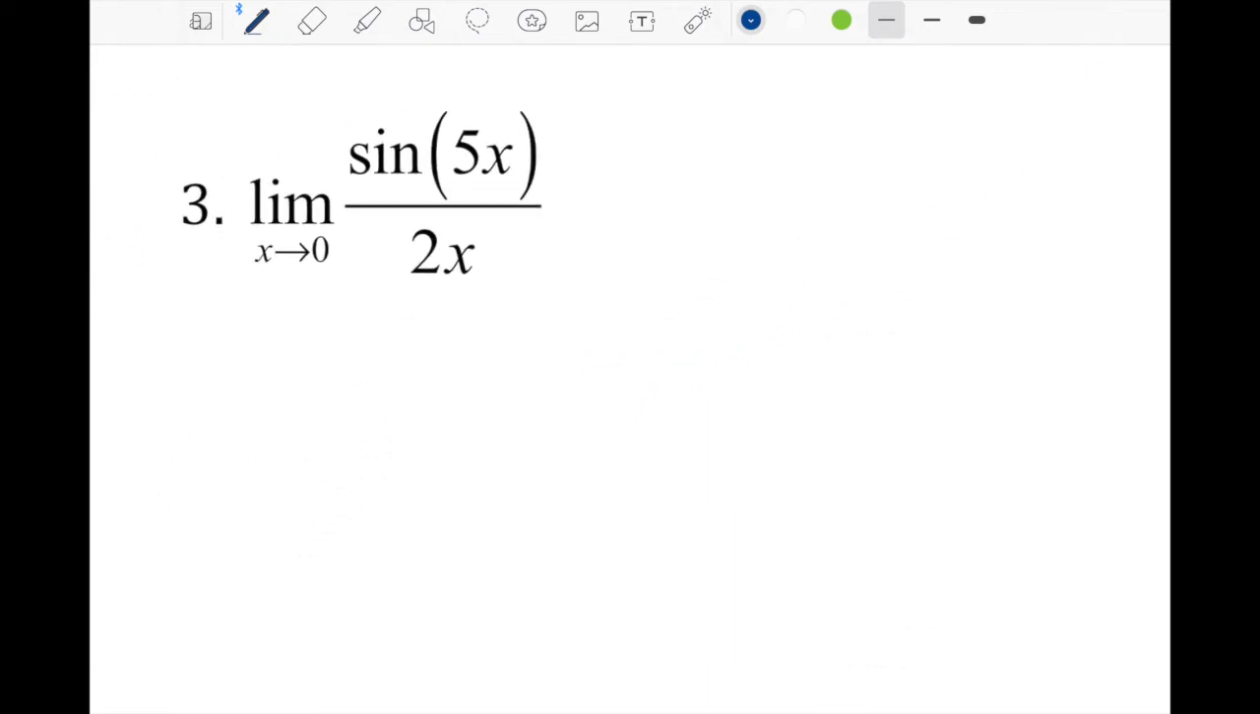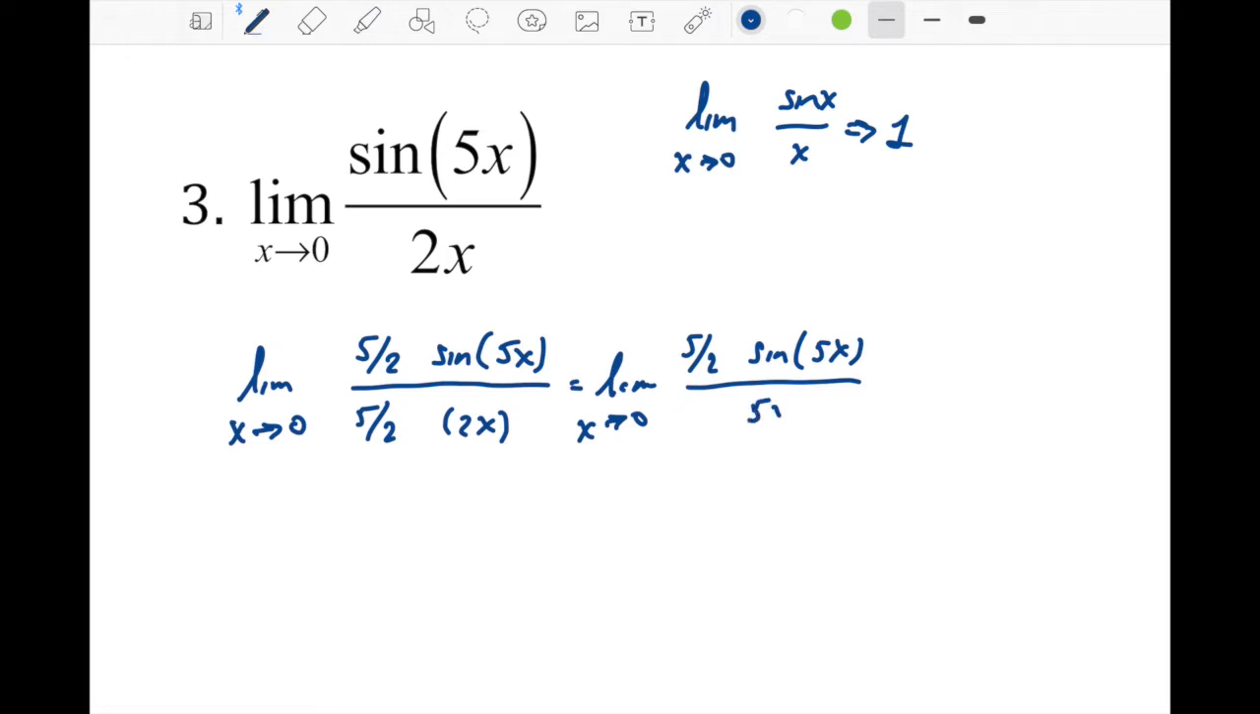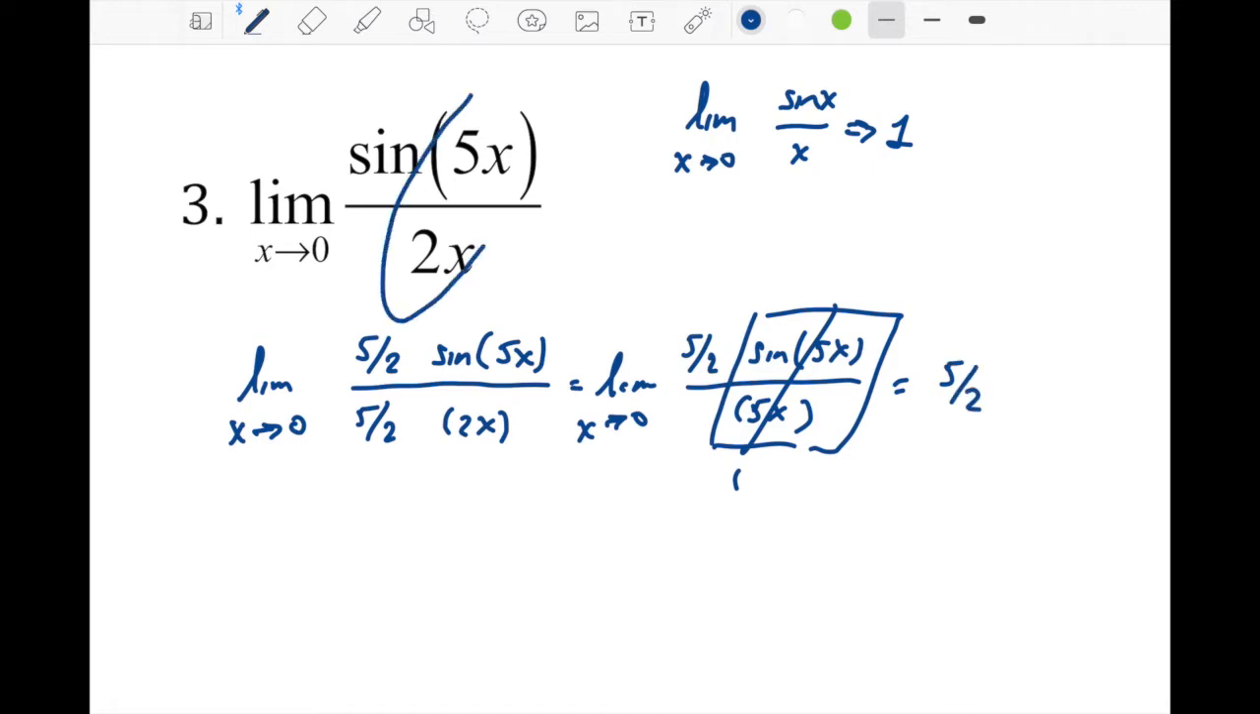We saw something similar to this where we know that the limit as x approaches 0 of sine of x over x is going to be 1. This is very close to that. What I could do is a little bit of manipulation. Turn this into limit as x approaches 0. I'm going to multiply top and bottom by 5 halves. That'll become apparent in a moment. I'm going to multiply by 5 halves for 2x. That's going to turn this into limit as x approaches 0 of 5 halves sine of 5x over, well, 5 halves times 2x is 5x. Well, that sine of something over that same something is just 1. So the whole thing is equal to 5 over 2, which you can see back in those coefficients.